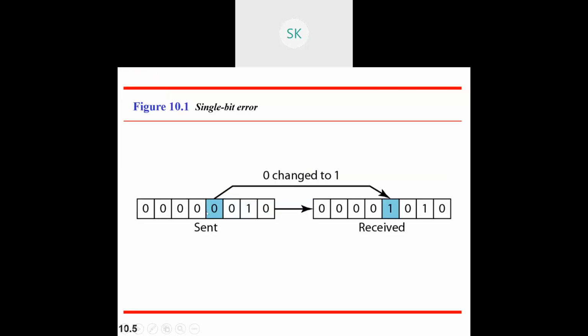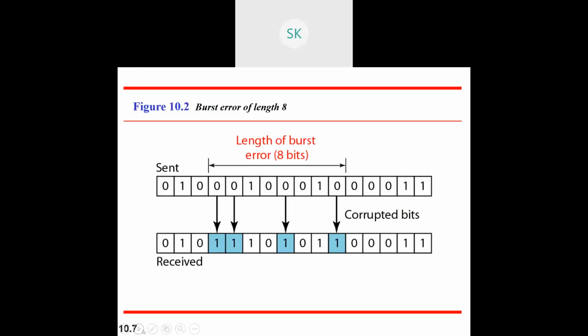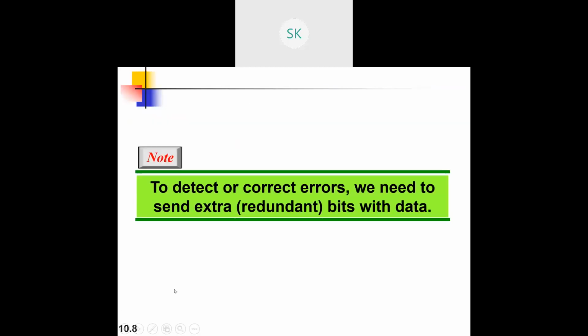Say one data bit has been sent but is received as 1 instead of 0 with respect to the fourth bit. This is called a single bit error. If multiple bits are changed, it is called a burst error. If you have two or more bits in error, you call it a burst error. So to detect or correct errors, we need to send extra bits with the data.